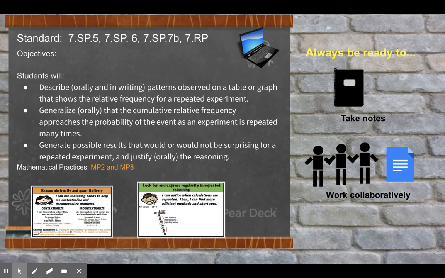As always, please be ready to take notes and work collaboratively. And we will pause the video right here so that you guys can take down your standard and objectives into your spiral notebooks for today.